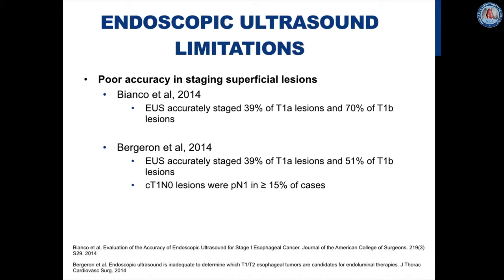Similarly, Bergeron and colleagues at the University of Michigan found that only 39% of T1A lesions and 51% of T1B lesions were correctly staged using EUS. Moreover, in Bergeron's study, lesions thought to be node negative turned out to be node positive in over 15% of cases. Endoluminal therapy would undertreat these patients.